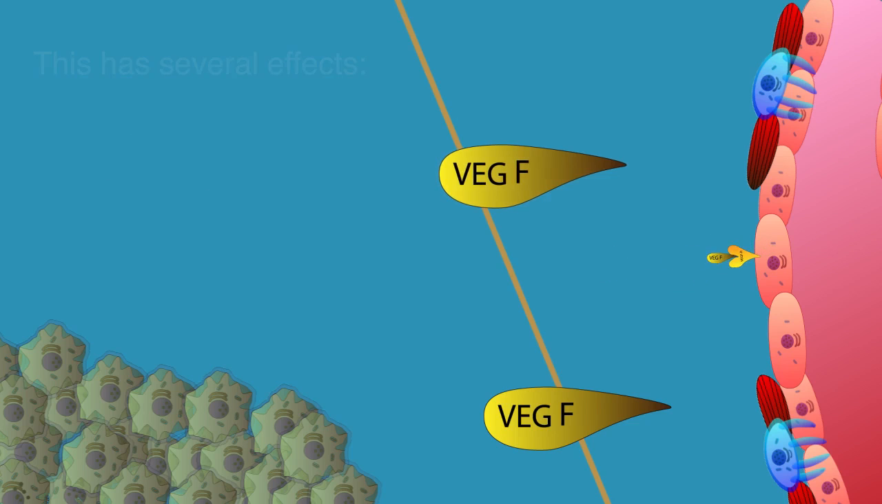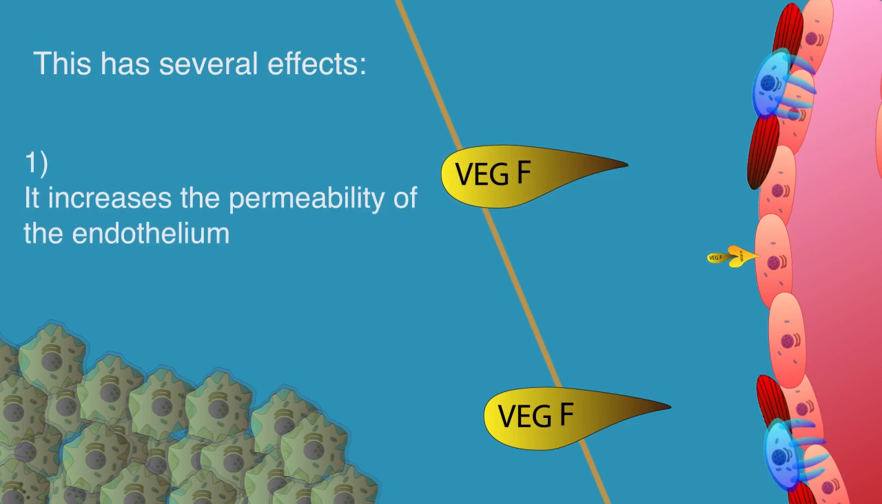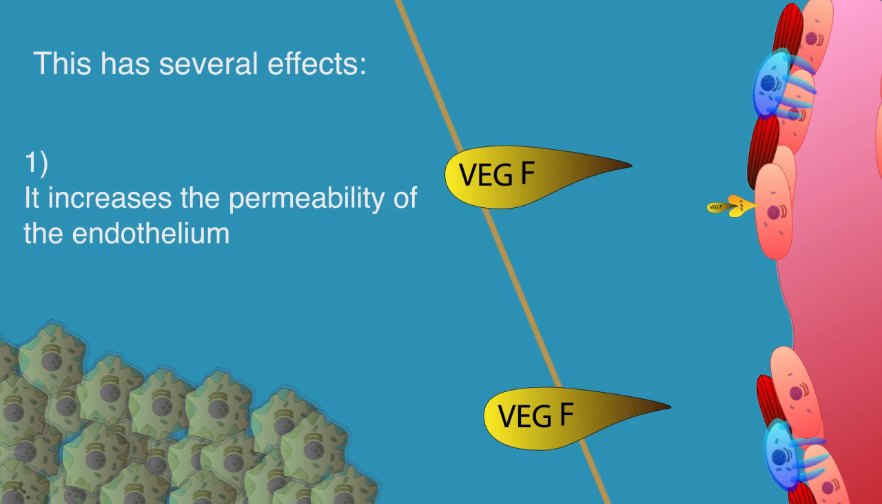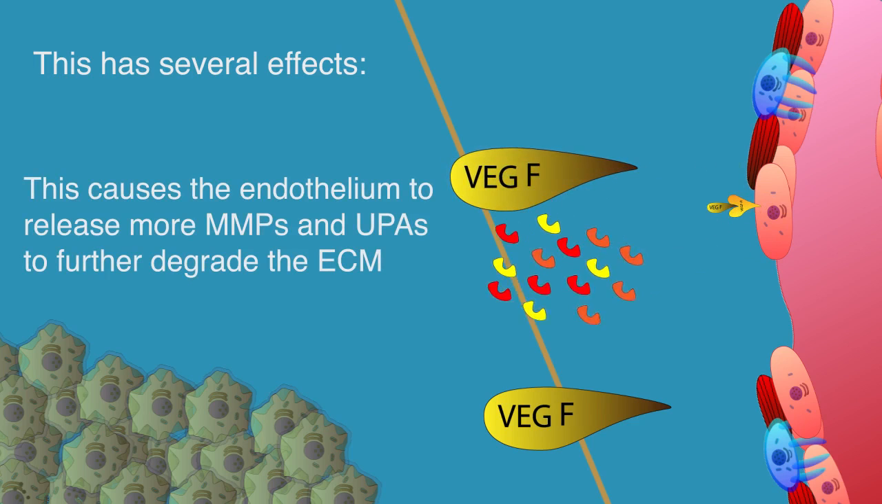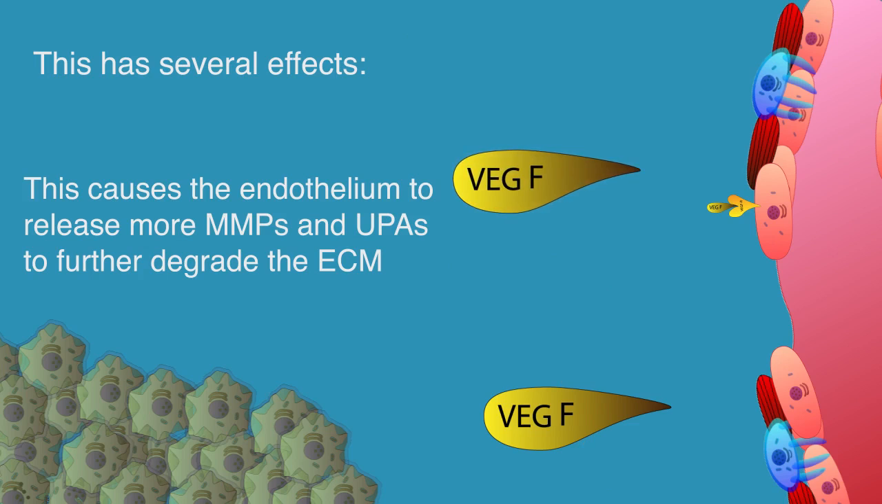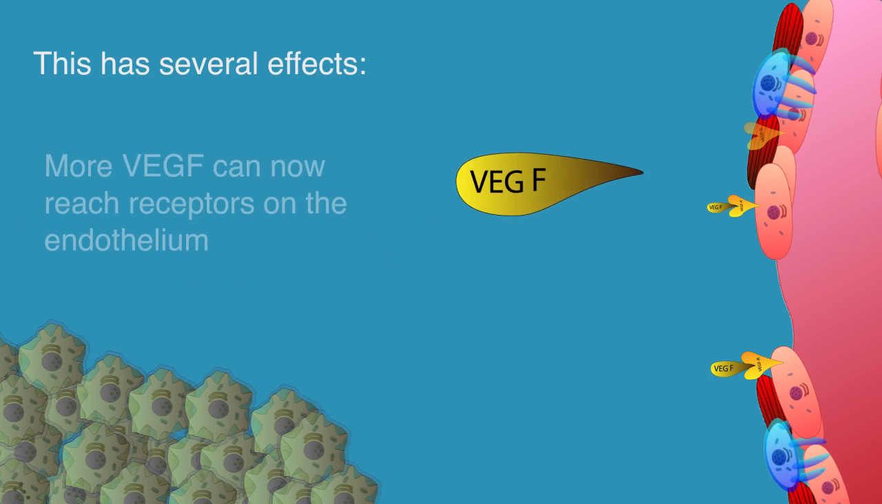This has several effects. Firstly, it increases the permeability of the endothelium. This means that factors are more likely to be released from the capillaries. One example of this is the release of more matrix metalloproteins and urokinase plasminogen activators, or UPAs, which further degrade the extracellular matrix. This releases more VEGF, which can bind to its receptors on the endothelial cell membranes, and this creates a positive feedback effect.